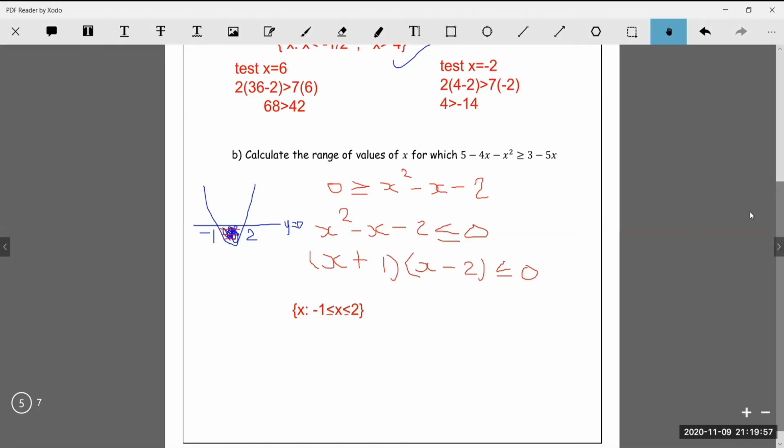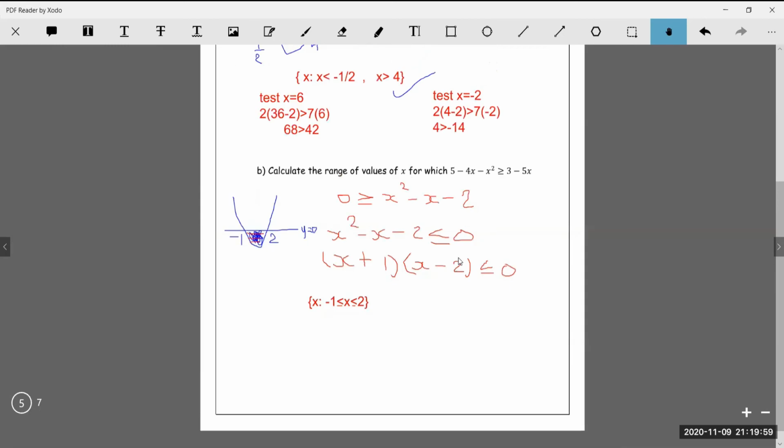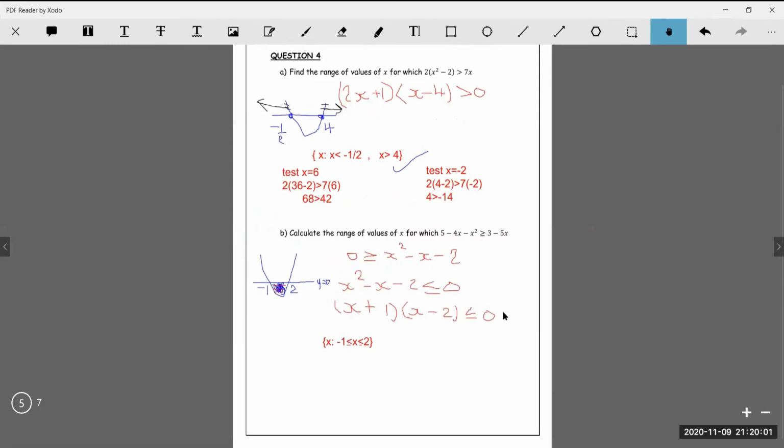And that's how we look at solving inequality questions. These are quadratic inequalities. Very easy.